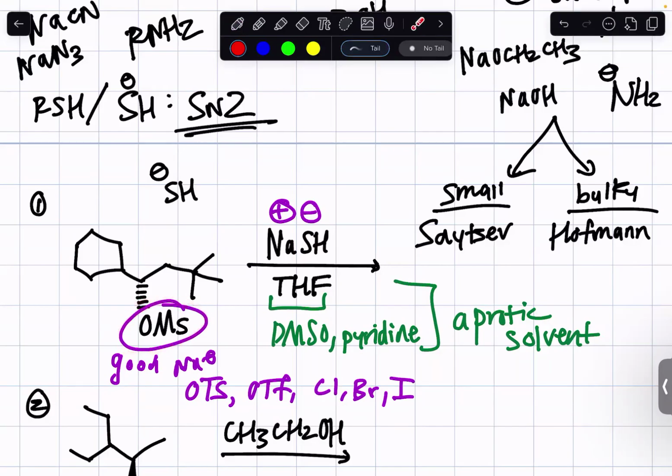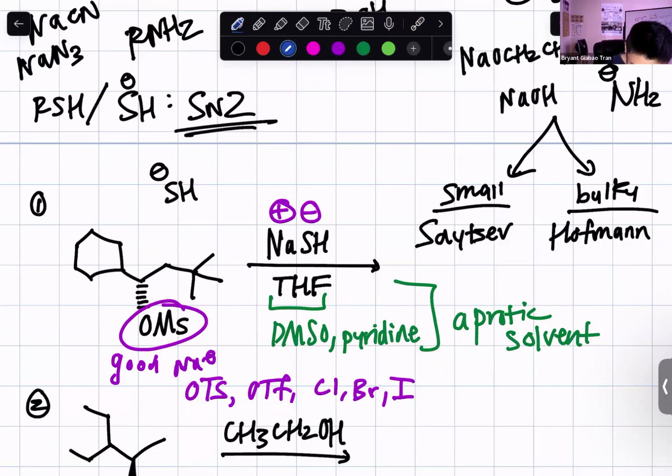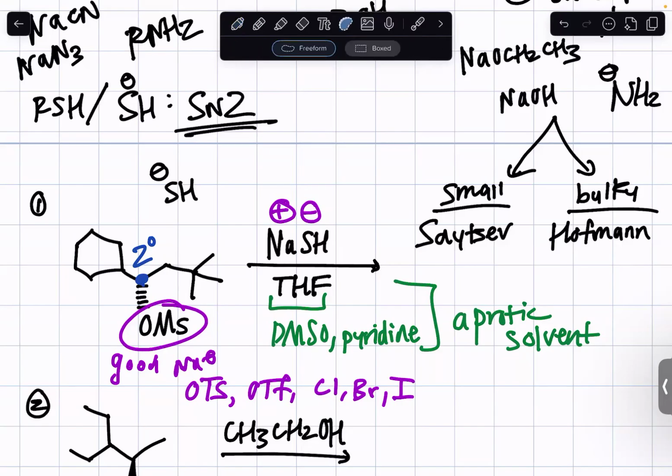Now let's look at the substrate here, this carbon. What type of substrate is that? Methyl, primary unhindered, primary hindered, secondary, tertiary, quaternary? It's secondary. Yes, secondary. So looking at the chart, what reaction are you leaning towards? SN2. SN2, right? So what would the mechanism for SN2 look like here?